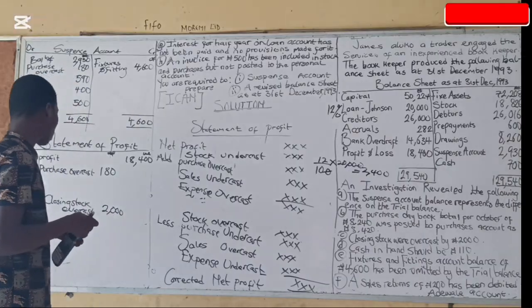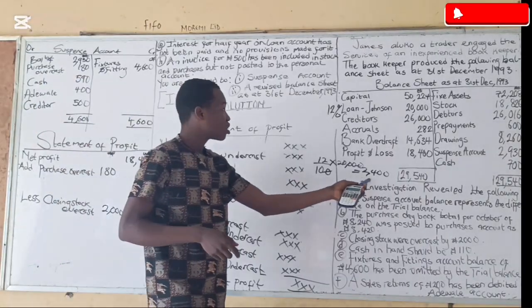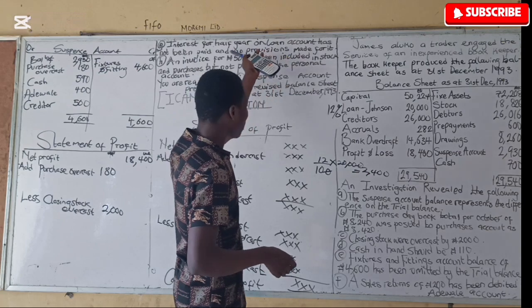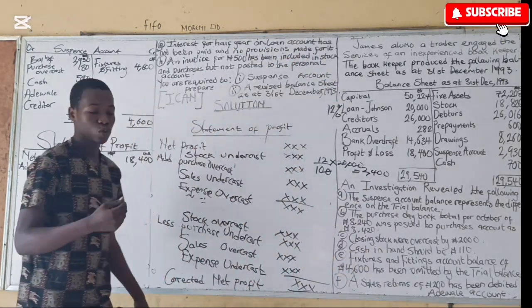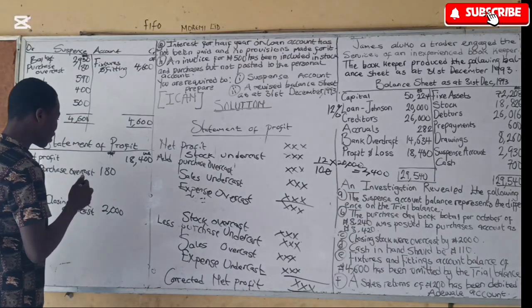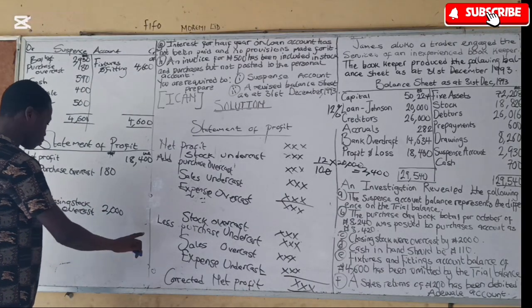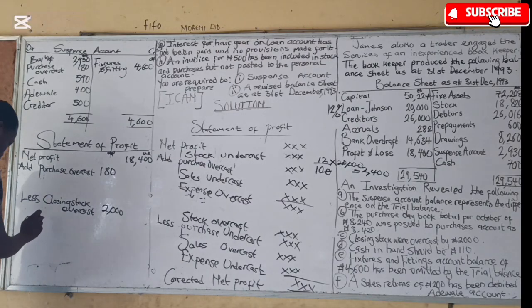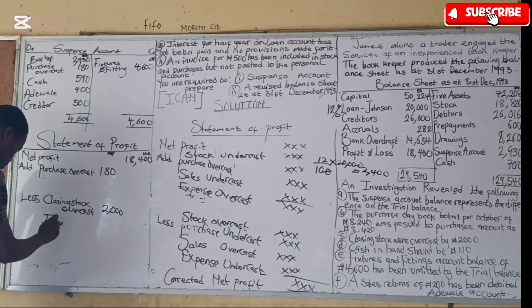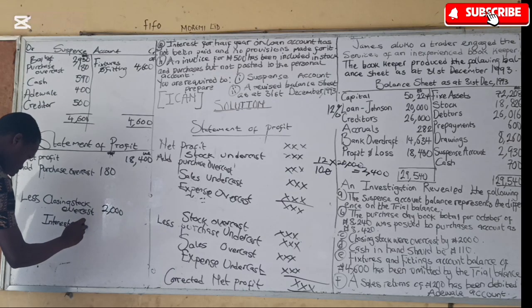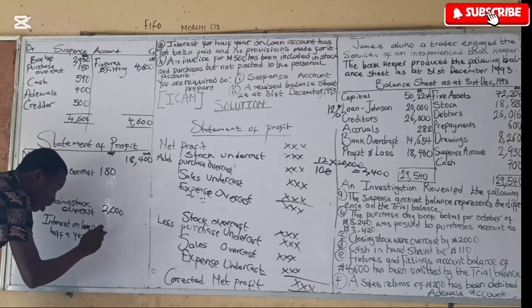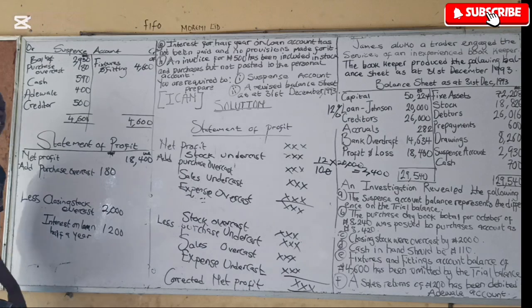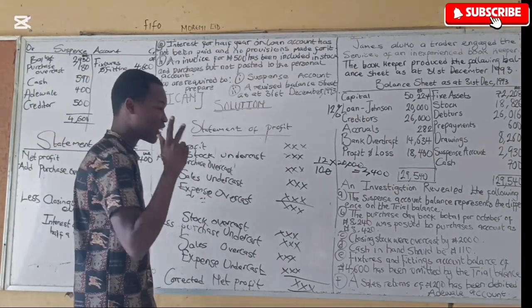Half a year. So since it is half a year, you are going to divide, because this one is for a year, right? Now, the question says half a year, so you are going to divide it by 2. So dividing this, we are going to have our interest on loan. Half a year is going to be 1,200. Don't forget, you divide it by 2, half a year.